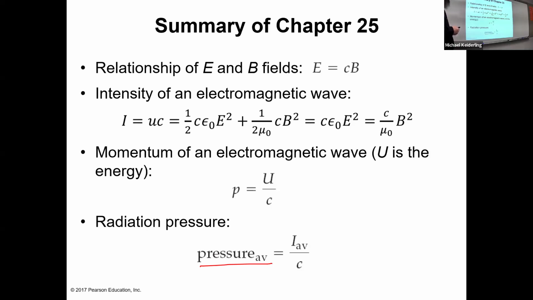So 1/2 epsilon naught E squared, or 1/(2 mu naught) B squared, times the speed of light: C epsilon naught E squared, or C over mu naught B squared. And the momentum of an electromagnetic wave is the energy over the speed of light. And with that, we can determine the radiation pressure, which is the average intensity over the speed of light.